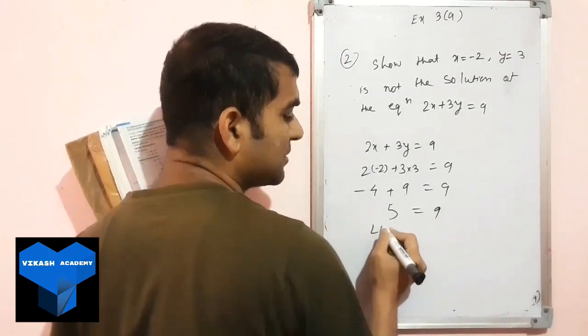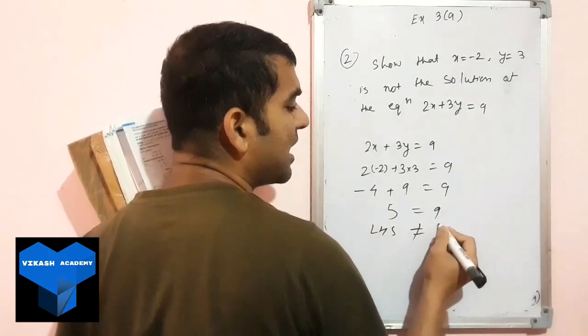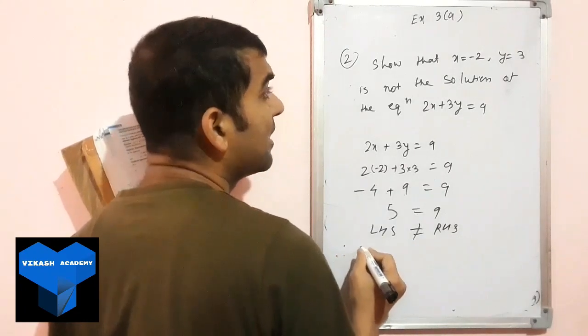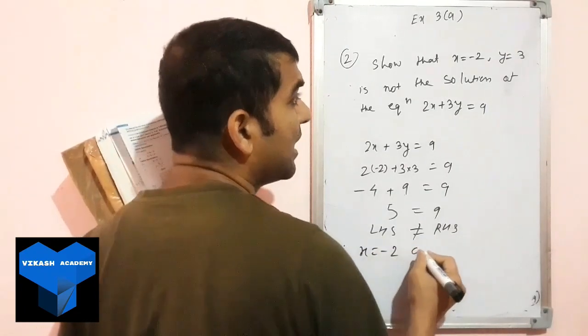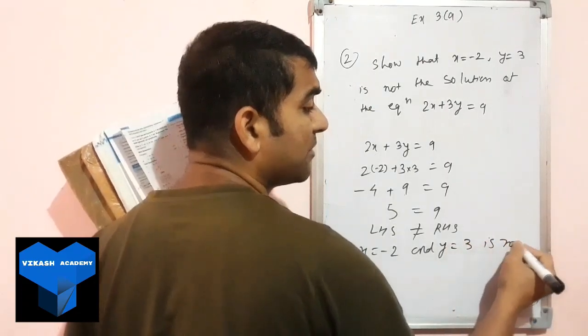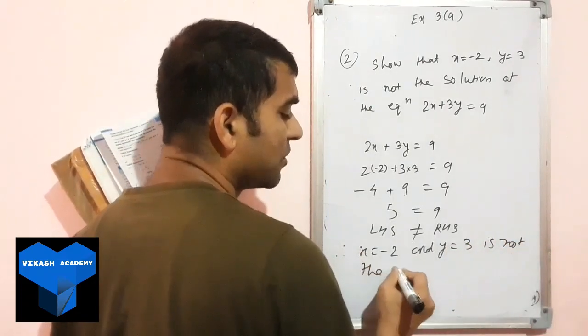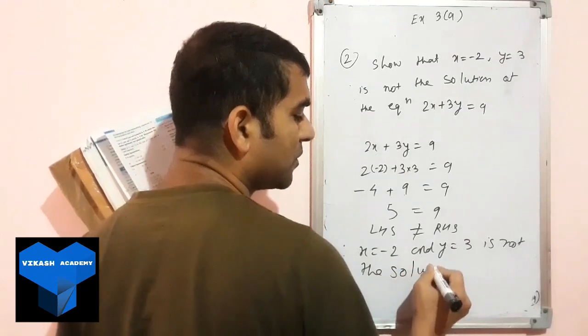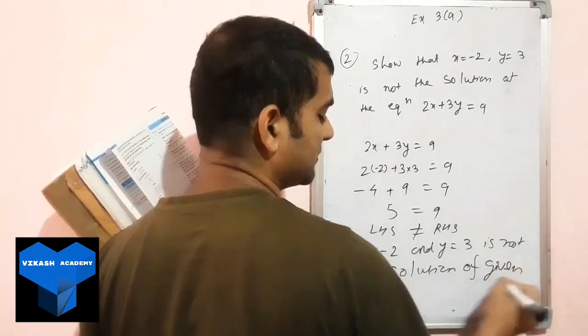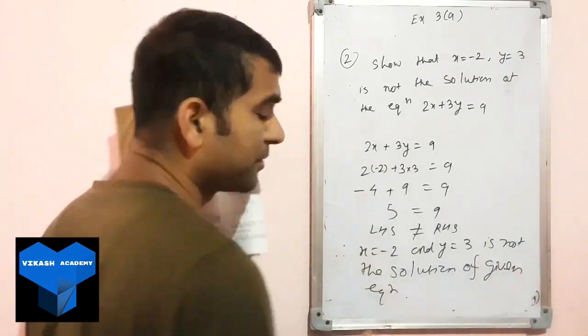So LHS is not equal to RHS, and therefore x equal to minus 2 and y equal to 3 is not the solution of the given equation. So I hope you are clear with this.